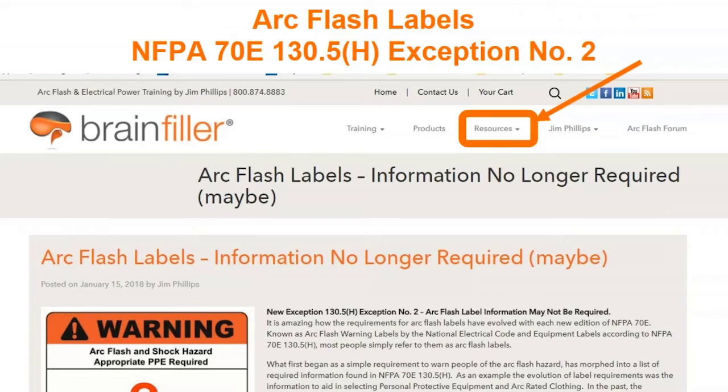This is the article that I was referencing. I write a lot for Electrical Contractor magazine, and now and then some of the articles will be reprinted and referenced at the Brainfiller website. So if you go out to brainfiller.com, just the resources tab, I think there's one more tab under that says technical articles. You'll find the article about eliminating the information for complex systems.